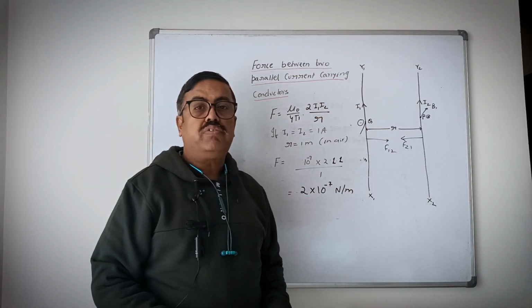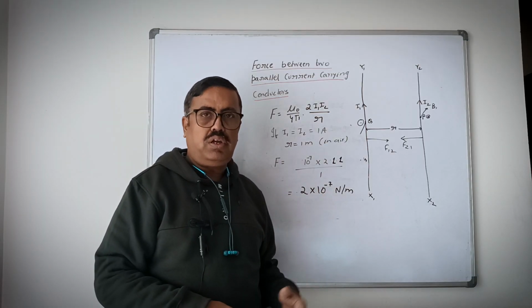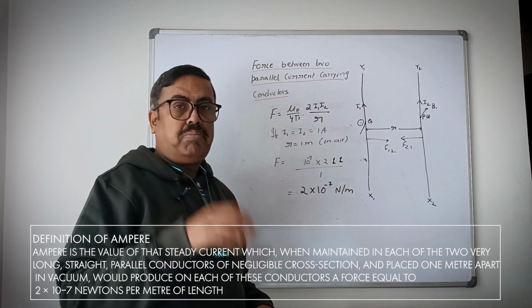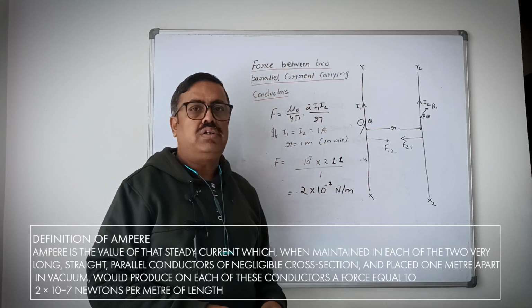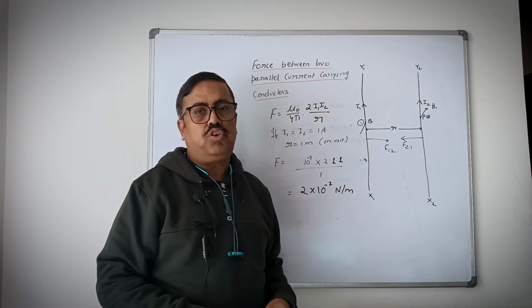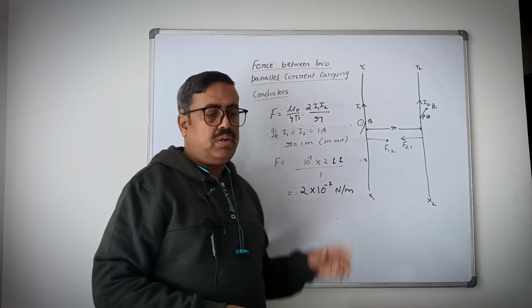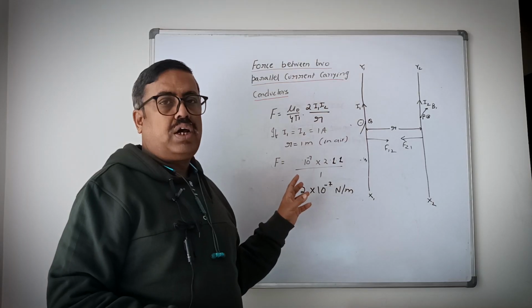So this is an important derivation. It may come for 3 marks along with the definition of ampere. It may come for 5 marks where you define ampere and do a question based on its formula, numerical based on its formula. So 3 plus 2 kind of thing. So this is an important one. It has been often asked in board exams.